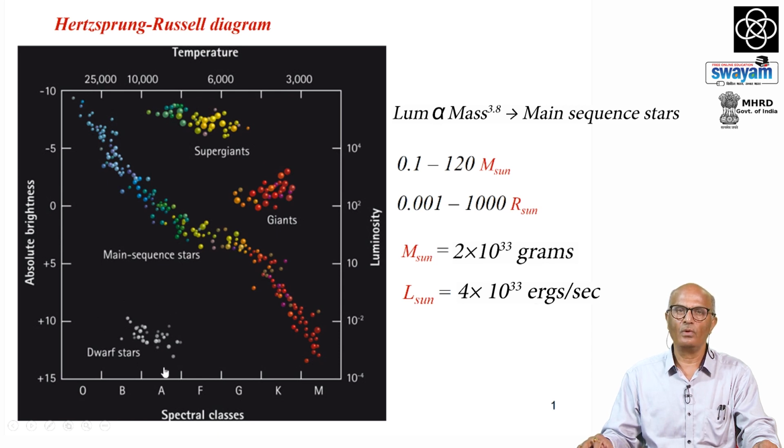Then we have white dwarfs, which are the end stage of the stars. These are the regions which I will try to explain in later lectures, including why the maximum number of stars are on the main sequence. The reason is that in the lifetime of a star, maximum time is spent in hydrogen burning, and that is why you find the maximum number of stars in this part of the diagram.